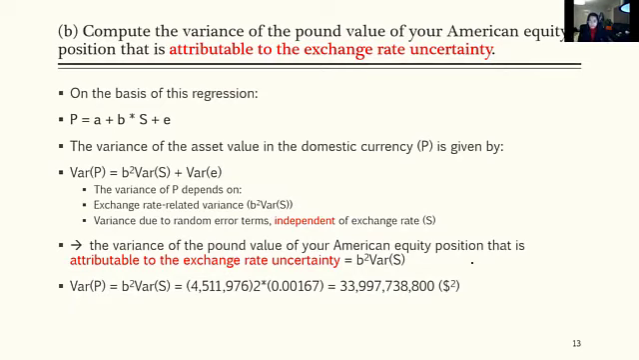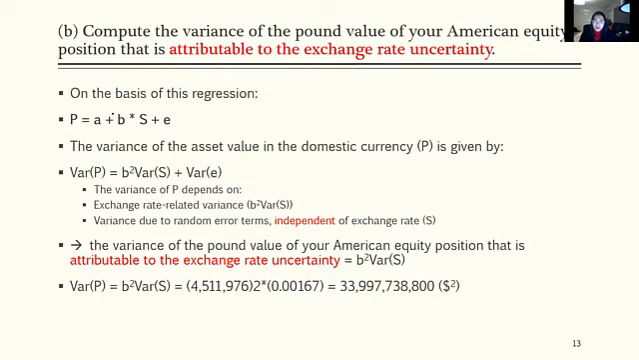Now, question B is a bit more tricky. So with question B, you need to read the textbook to get the answer. So here I just summarized information in the textbook for you. So with question B, compute the variance in the pound value of your American equity position that is attributable to the exchange rate uncertainty. Okay.